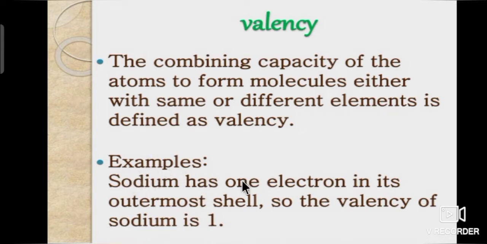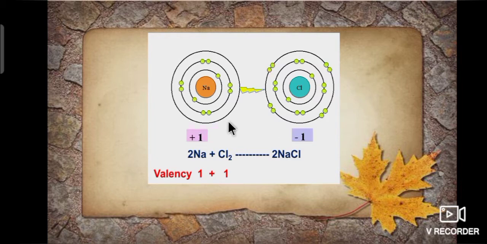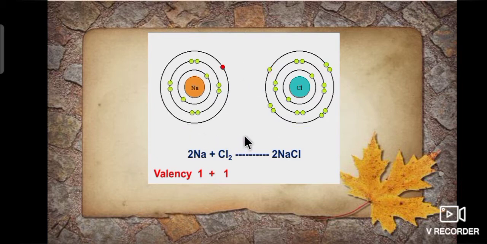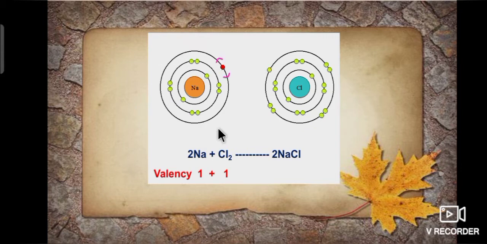Examples: sodium has 1 electron in its outermost shell, so the valency of sodium is 1. Let's see the example. See the picture, students. 2 sodium atoms combine with 2 chlorine atoms to form sodium chloride. Here, sodium shares 1 electron with the chlorine atom. So, the valency of sodium is 1. Like that, the valency of chlorine is 1.